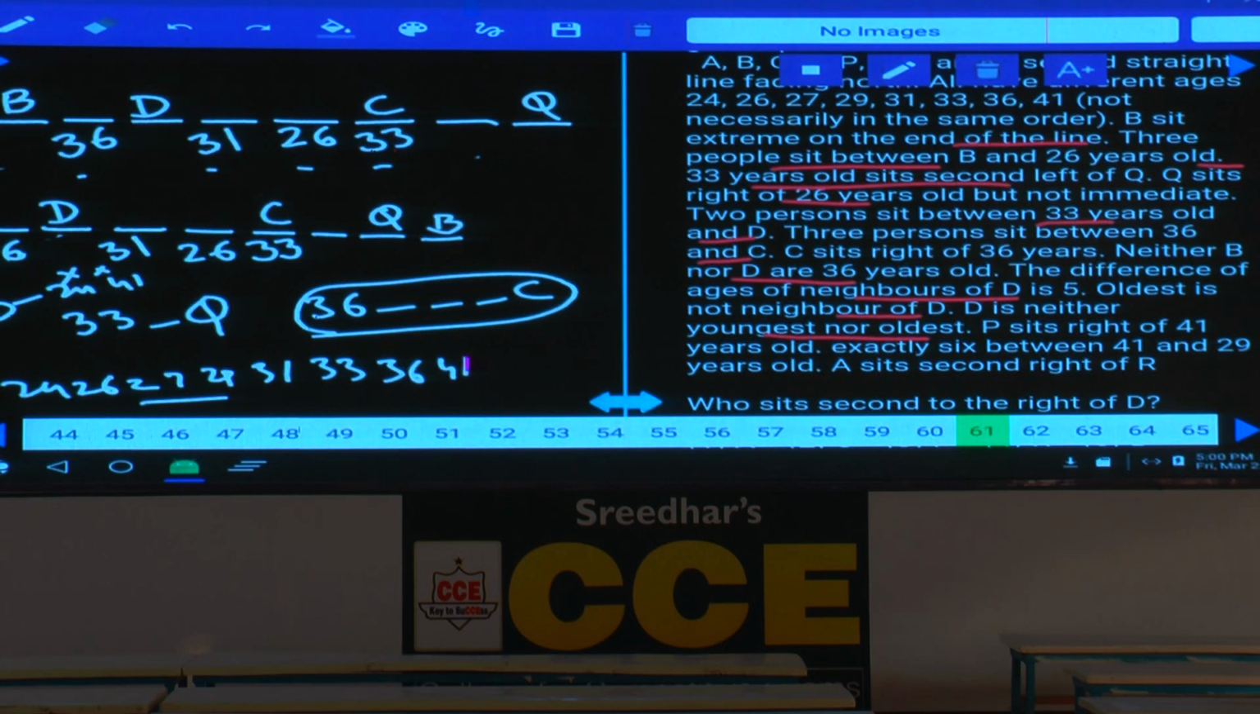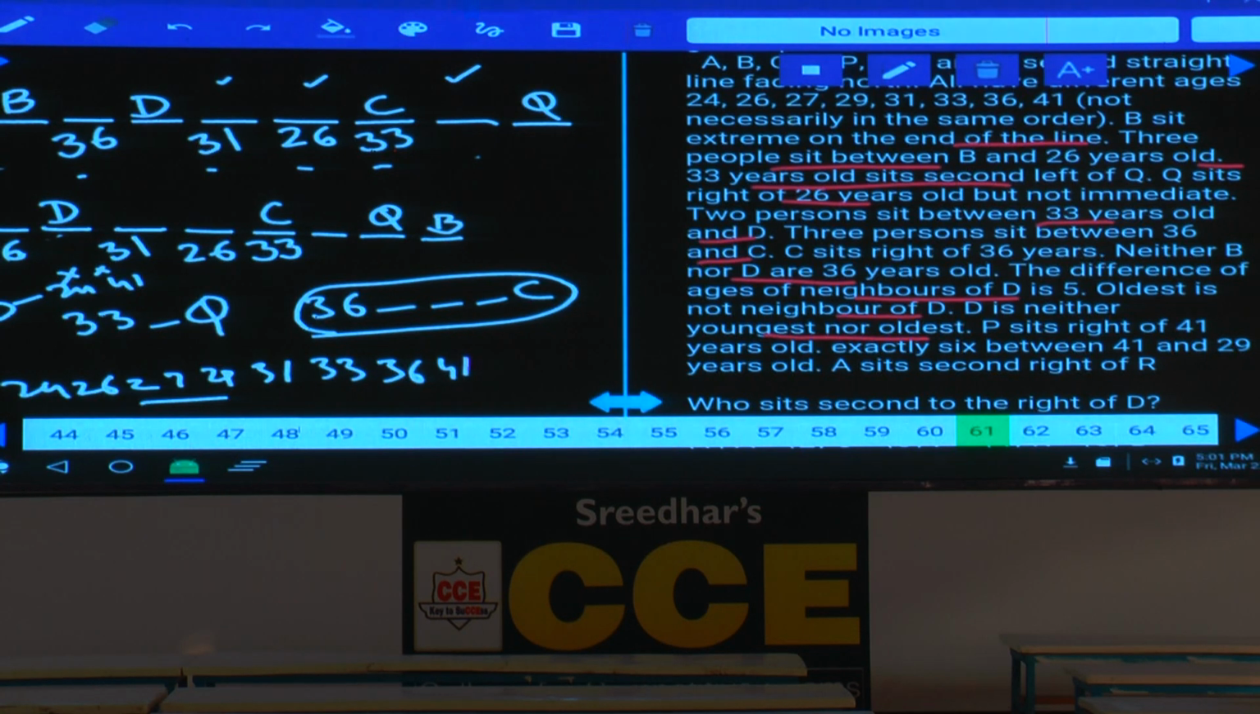The next one, P sits to the right of the 41-year-old. Then where should this P be? See, P can be here, isn't it? Or P can be here, or P can be here. And D cannot be 41-year-old, so B will be 41-year-old.